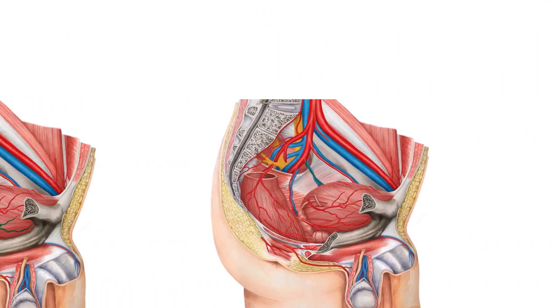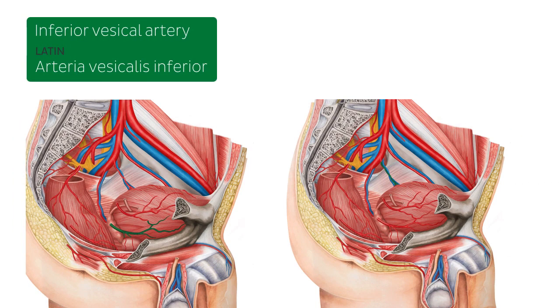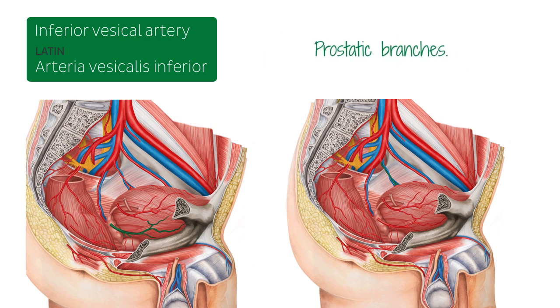The next arteries that we're going to be highlighting here are known collectively as the inferior vesical arteries. On this image, you can see the right one, and on this image, notice here, the left one. The inferior vesical arteries arise from the anterior division of the internal iliac artery. They're only found in men and supply the inferior part, or the fundus, of the bladder and the seminal vesicles. This artery also gives off prostatic branches that then supply the prostate. And you can see here on this image the prostate.